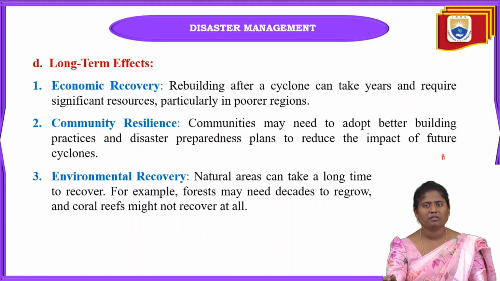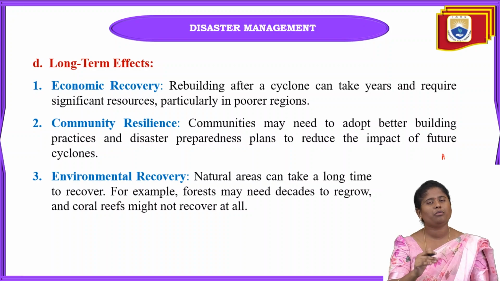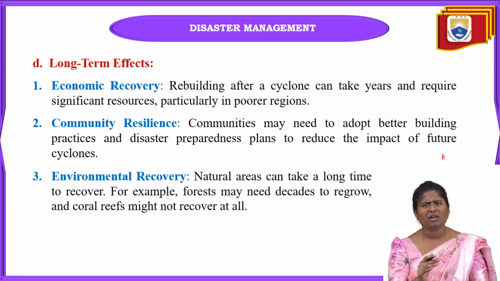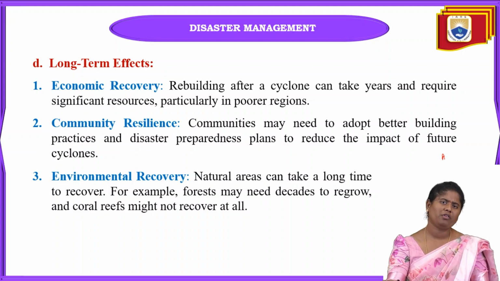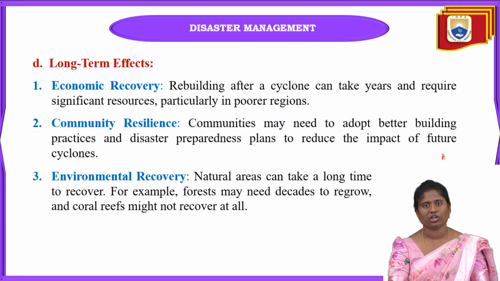If a cyclone occurs, almost the whole forest, or the overall environment, will take some decades to grow again. For example, in a forest, because of this cyclone, all the trees are washed out within some hours only. And again, the trees have to grow to that size, which will take almost some decades. And some areas may not recover at all. That will take a very long time. After the completion of any type of disaster, it will take a very long time to recover its original position.